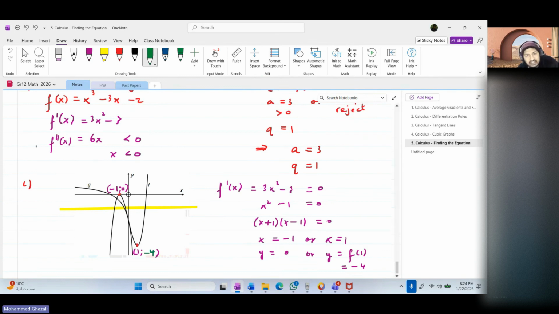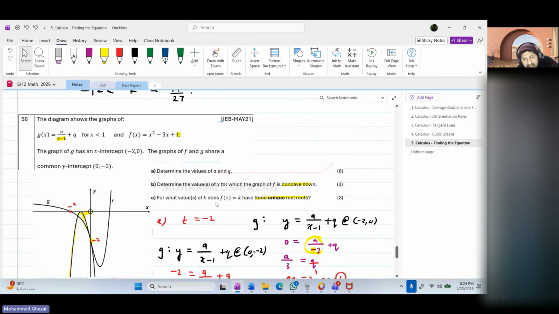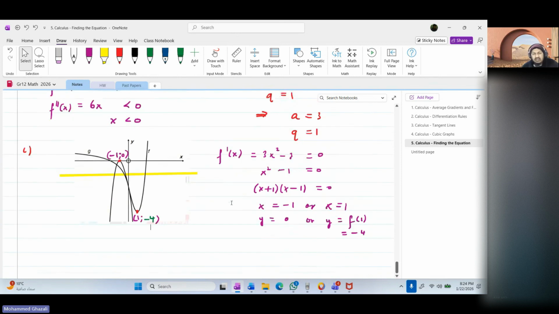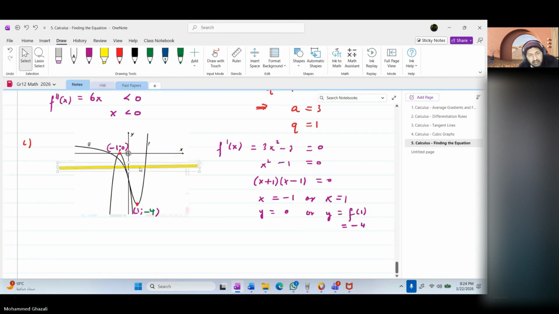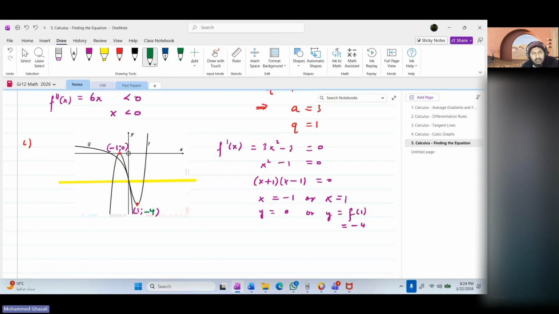So now how should you cut? Because they said for what values of k does f of x equal to k have 3 unique real roots? Unique real roots means different roots. So it's just between the y values of the turning point. So between minus 4 and 0. And so we did this question before. And we already got the form f of x is equal to k. The form is already displayed there. So this implies the answer is between minus 4 to 0 because they said unique. Unique means distinct, different.